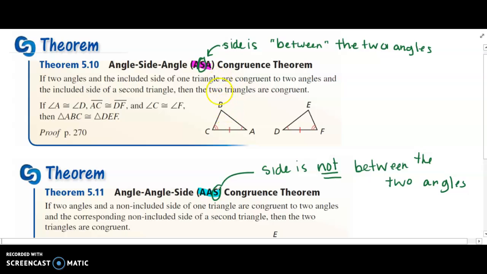When I say the side is between the two angles, if you look at these, notice the side we know is right here and here, and the angles we know are right here and here. This is the side that is between these two angles.